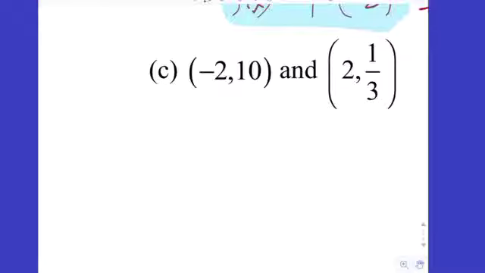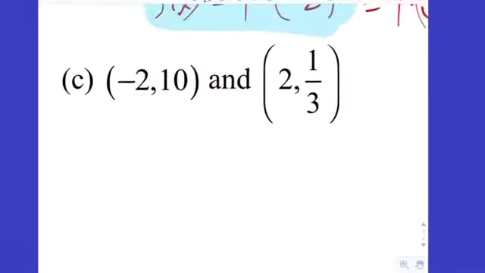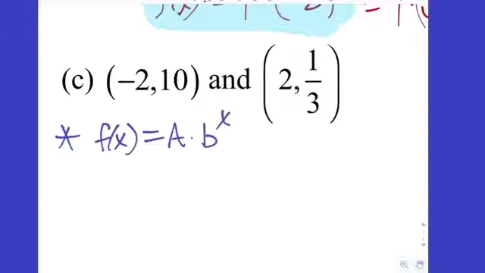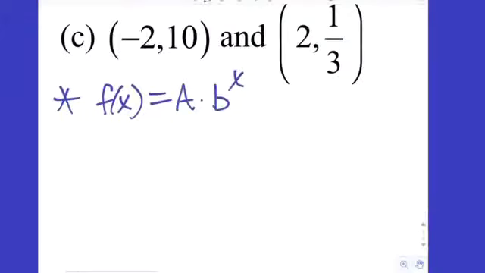No, how can you tell? There's no 0 for x. Yeah. So this one is exciting. This one's fun. We're going to start with our template, a times b to the x equals f of x. And what you're going to do is you're just going to plug in. Using the first point, you get 10 equals a b to the negative second.